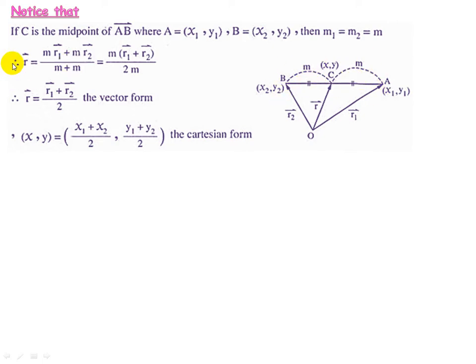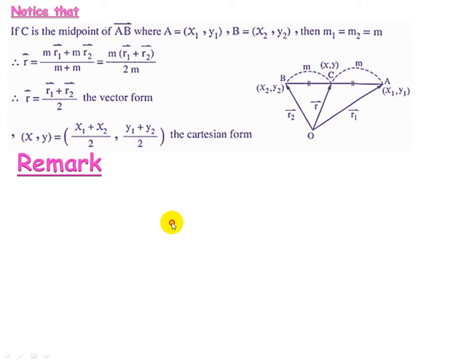So vector R equals (m vector R1 + m vector R2) over (m1 + m2), which means m plus m. Taking m as common factor, m between brackets vector R1 plus vector R2, crossing m up and down together, so vector R equals (vector R1 + vector R2) over 2. This is the vector form of midpoint of line segment.